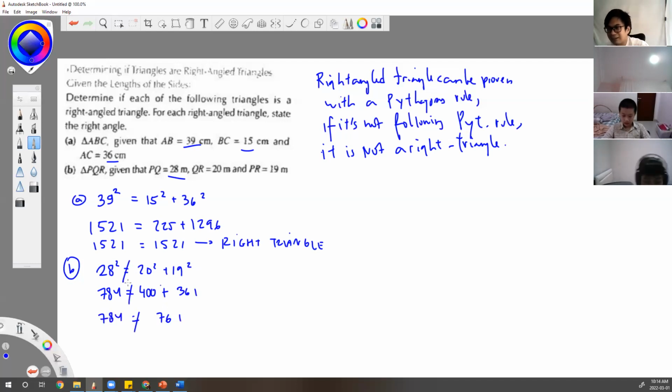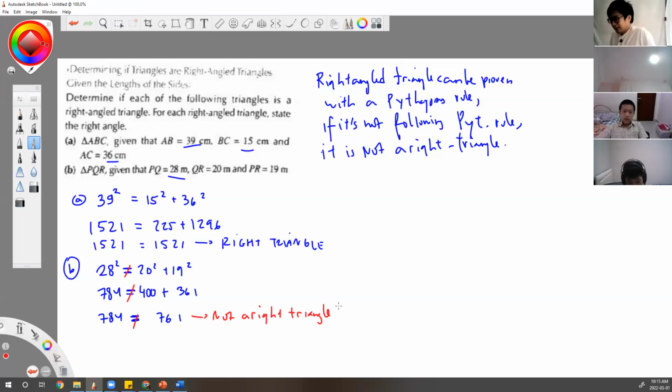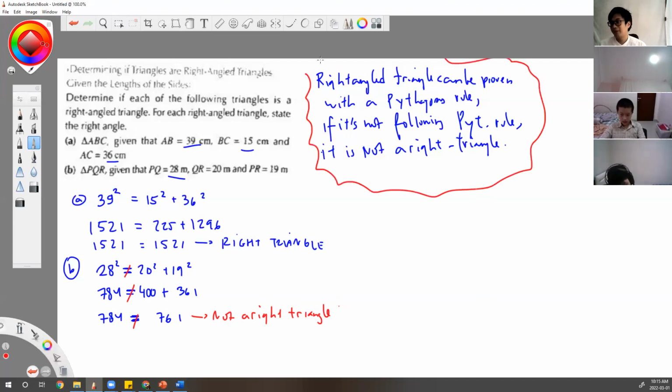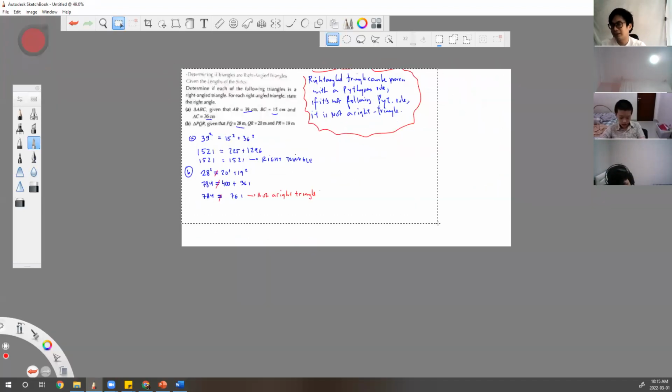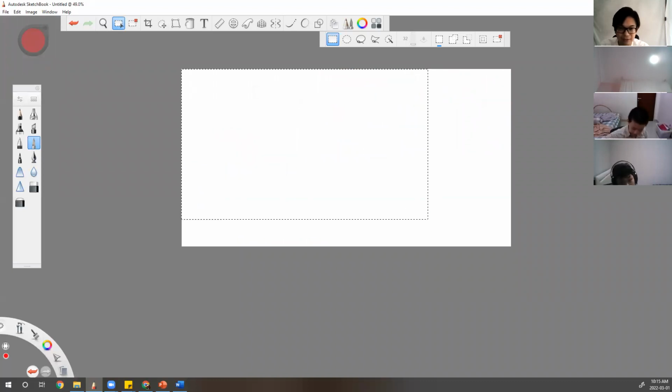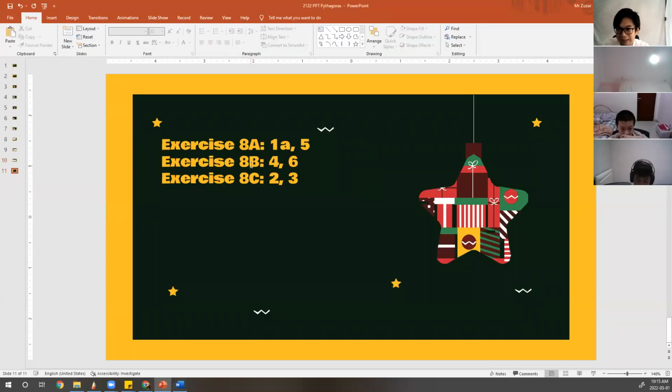Put a sign, okay, not means the equal sign is crossed out. So when it is not equal, it is not a right angle triangle. Okay, it's only proving, guys, the rule is this. So if it is following the Pythagoras rule, it is a right angle triangle. If it is not following the Pythagoras rule, it is not a right angle triangle. Okay, everything's done. Now the homework. This is from book 2. Okay, so do the homework and we are done for the explanation.